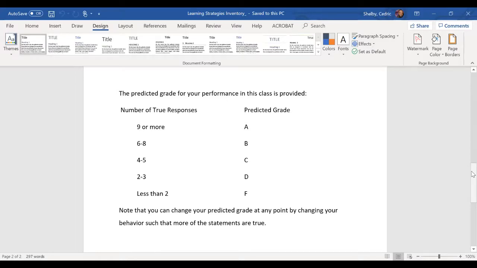Depending on the number of true responses, it's not a definite science, but it's a prediction of what your grade will be, not in that class, but on the particular exam that we're going to be talking about. So if your number of true responses is lower, then your grade could possibly be lower. But we will definitely give you some tools to get you up to where you want to be. And note that you can change your predicted grade at any point by simply changing some of the behaviors you exhibit when preparing for your exam.